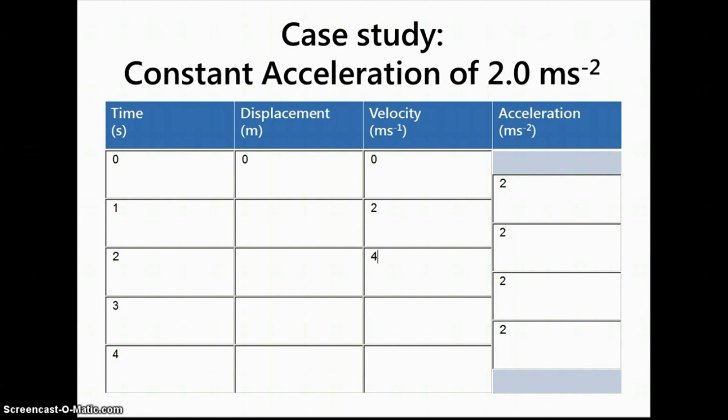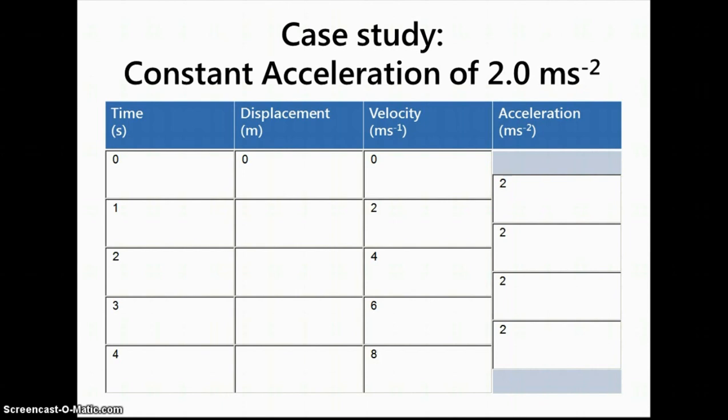We can see that there's a pattern establishing, and we can deduce that in the third and fourth second, the velocity will reach 6 and 8. Okay, what we see here is a uniform increase in the velocity. So the velocity is increasing, the object is moving faster and faster, and the increase in the velocity is at a constant rate.